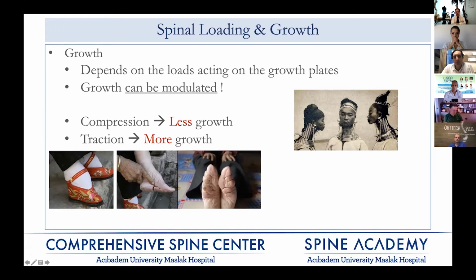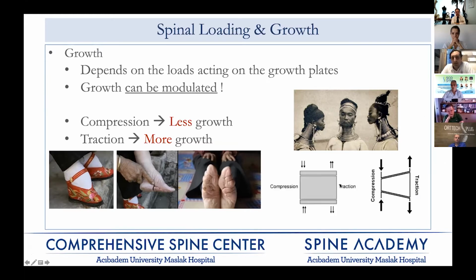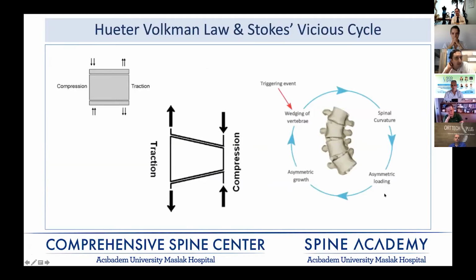And in this example here, on the Padang woman, when you have the neck rings, it shows us that when you do traction, you can actually gain more growth than is expected. So as shown here in the diagram, we can compress and we can apply traction and then change the amount of growth that we are going to have. And this is known as the Hütter-Volkmann law.